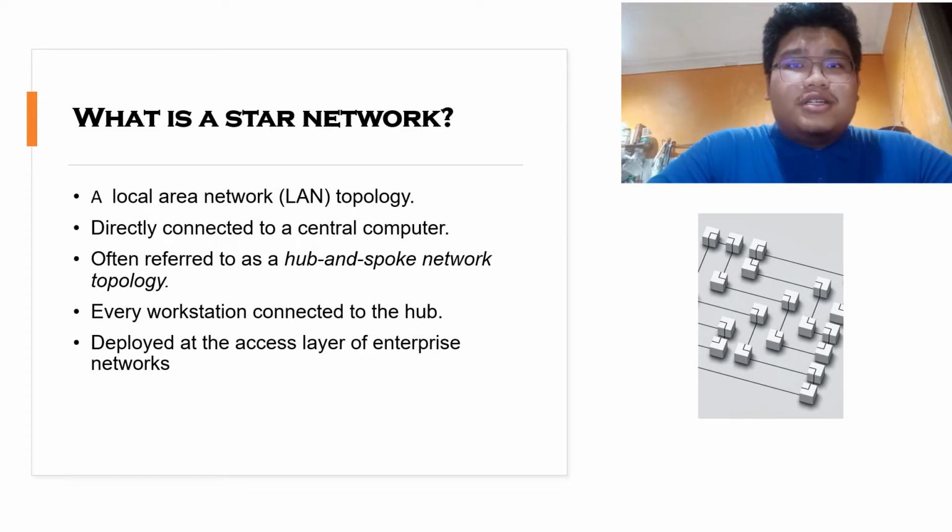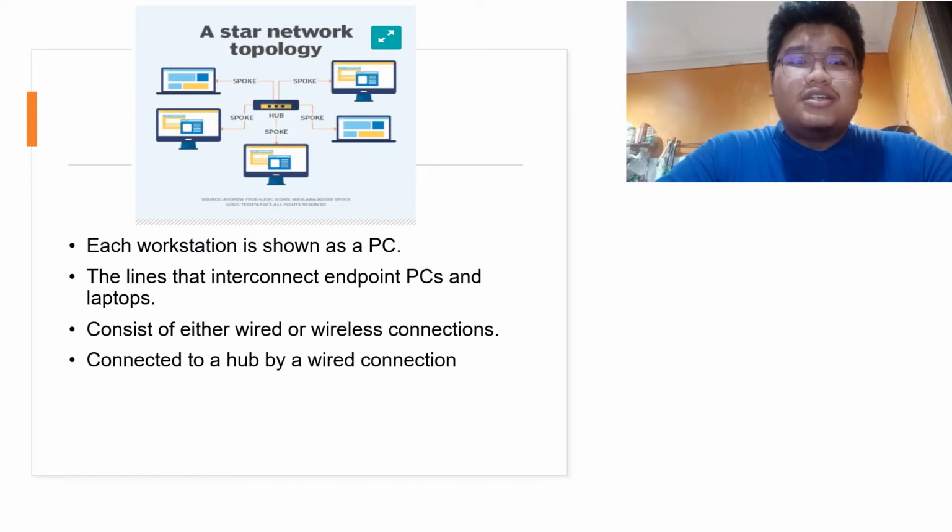Every workstation connected to the hub is indirectly connected to each other workstation, using the hub as an intermediary device. Star networks are typically deployed at the access layer of the enterprise network. The access layer uses a centralized network switch to connect all the endpoints to the rest of the local area network. The endpoint PCs and laptops are the real spokes of the star topology. It can consist of either wired or wireless connections. That's all from me. Amma will continue from here.